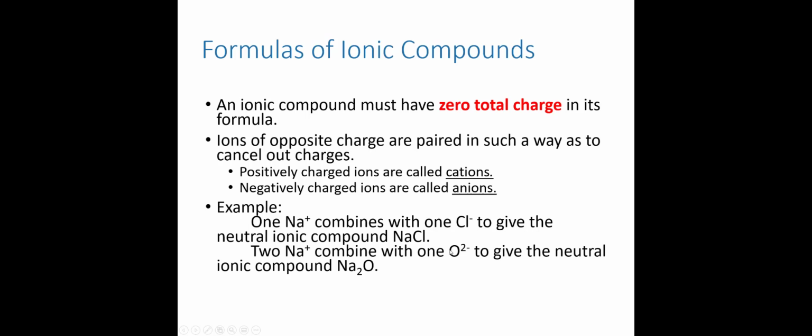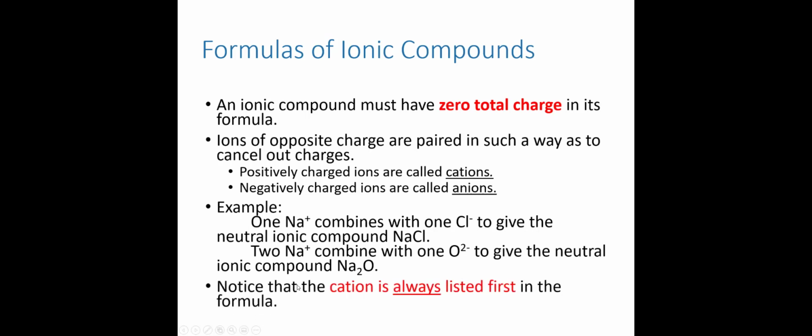What about sodium and oxide here? Well, oxide has 2 minus charge. Remember, oxygen is in group 6A of the periodic table, so it needs to get to 8 electrons by getting to 2. Giving it 1 sodium wouldn't be enough. 1 sodium would only cancel out 1 minus of the charge, so we need 2 sodiums to combine with every 1 oxide, and that gives us this formula here, Na2O. You'll notice that in any ionic compound we always list the cation first. There are no exceptions to that.